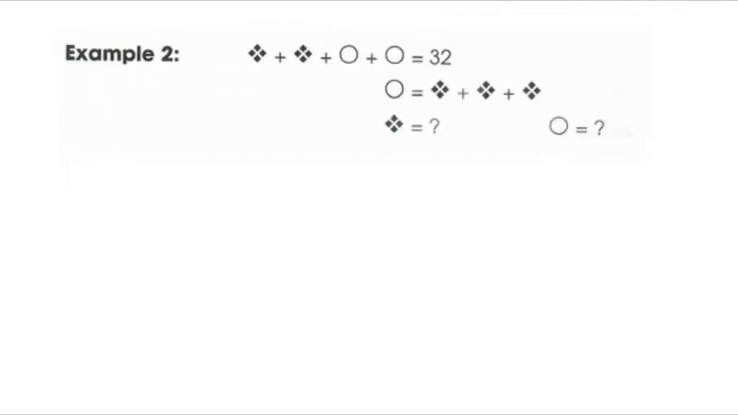So now let's move on to example 2. So we have these weird little shapes. So we have 2 of these things plus 2 circles is equal to 32. So right there, I'm just going to do this. 2 of these things plus 2 circles equals 32.